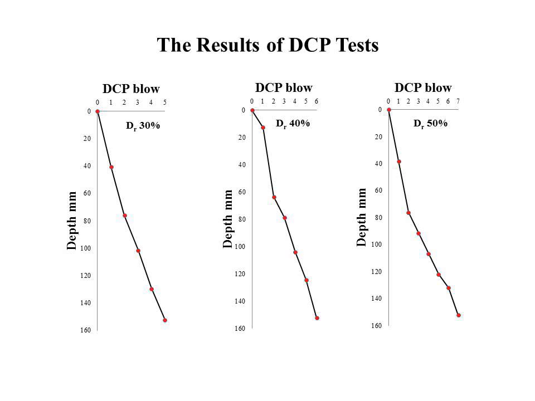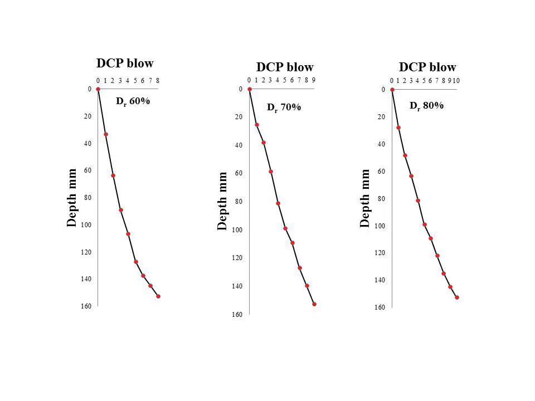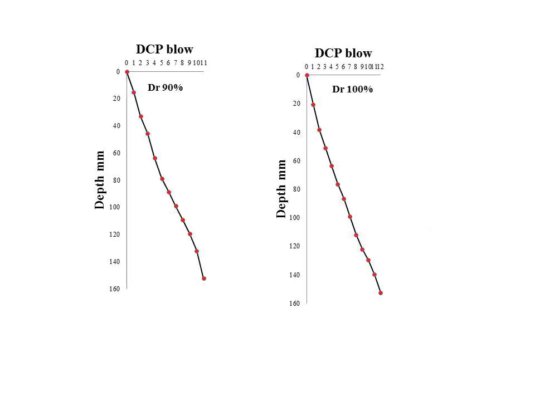At 30% relative density, I found 5 DCP blows to reach the penetration depth, that is 152 mm. At 40% relative density, I found 6 blows. At 50%, I found 7 blows. At 60%, I have 8, 70% I have 9, 80% I have 10, and 90% I have 11, and at 100% relative density, I have 12 blows to reach the penetration depth, that is 152 mm.